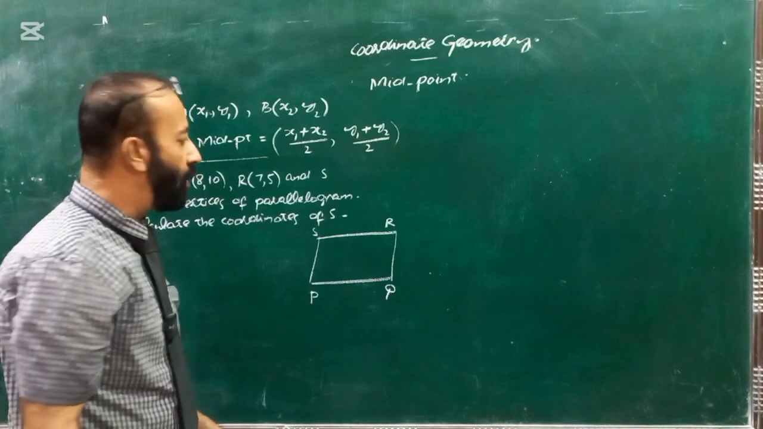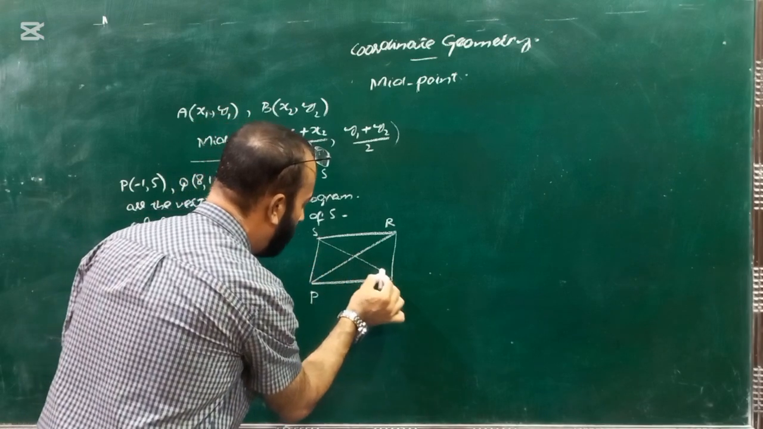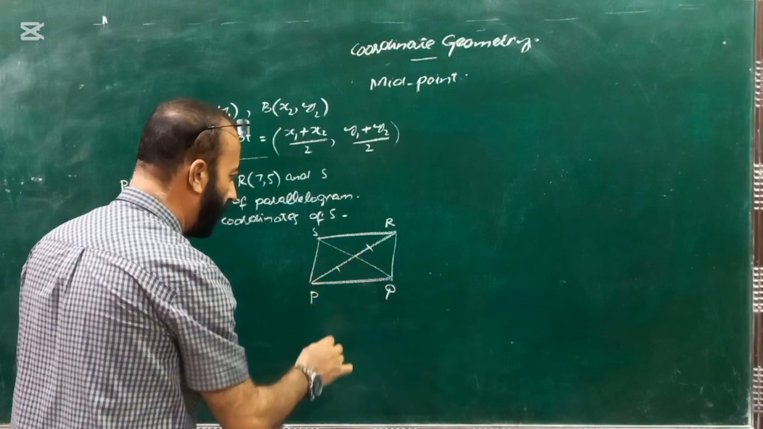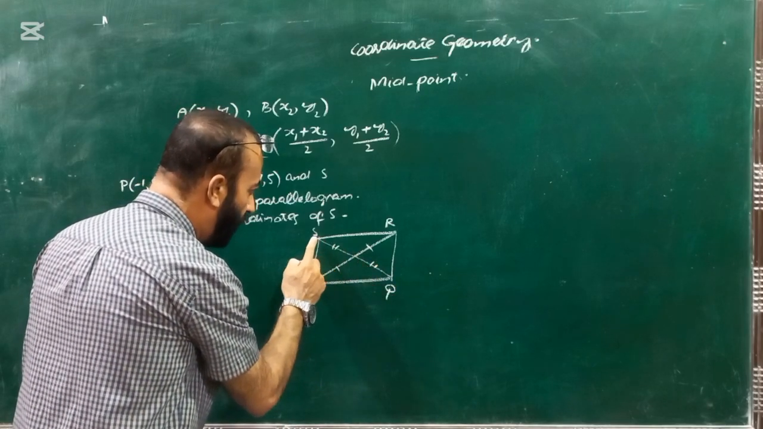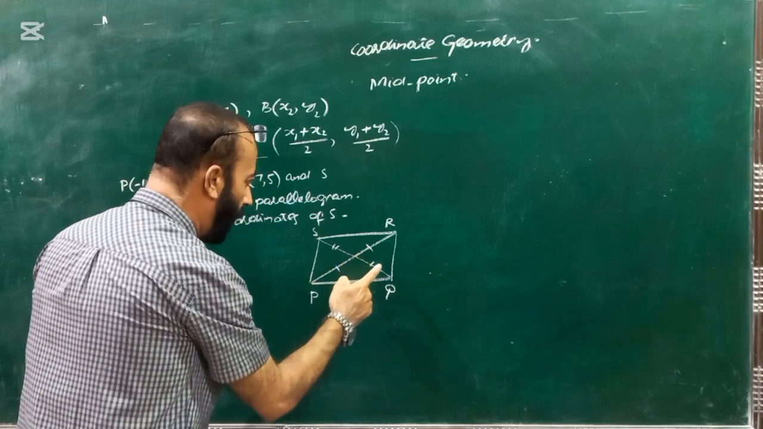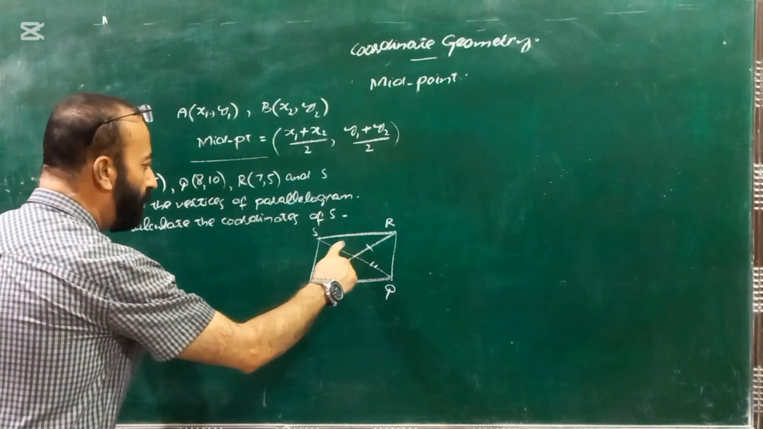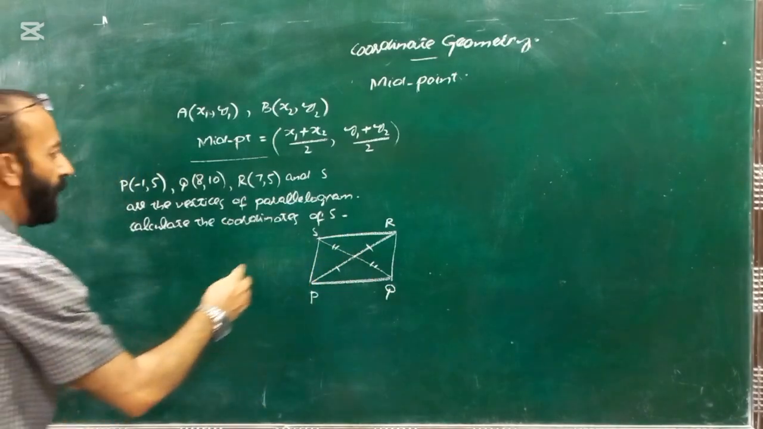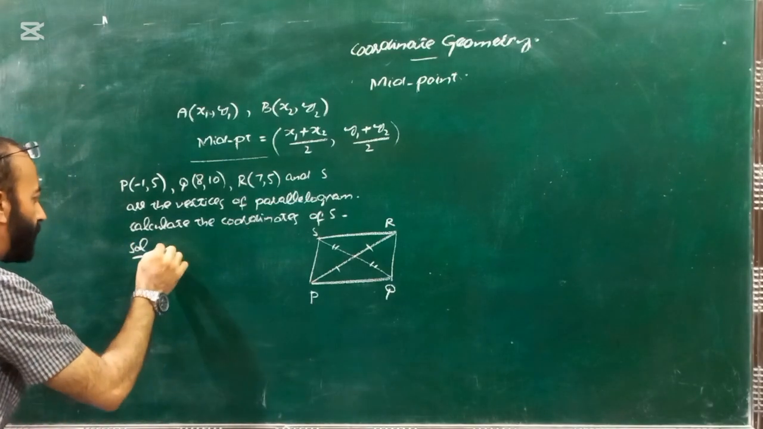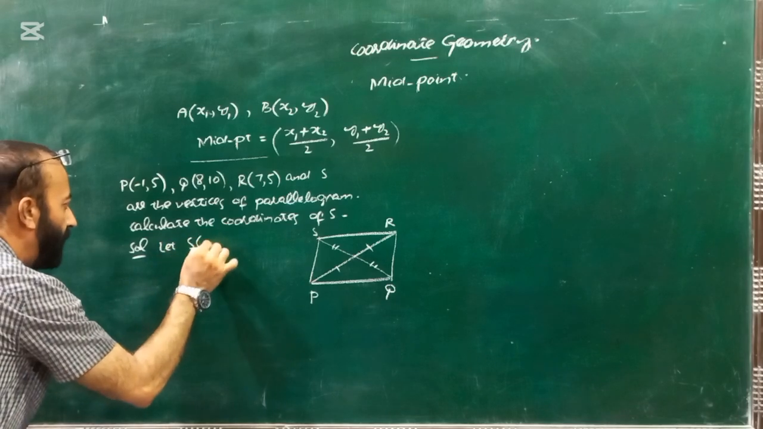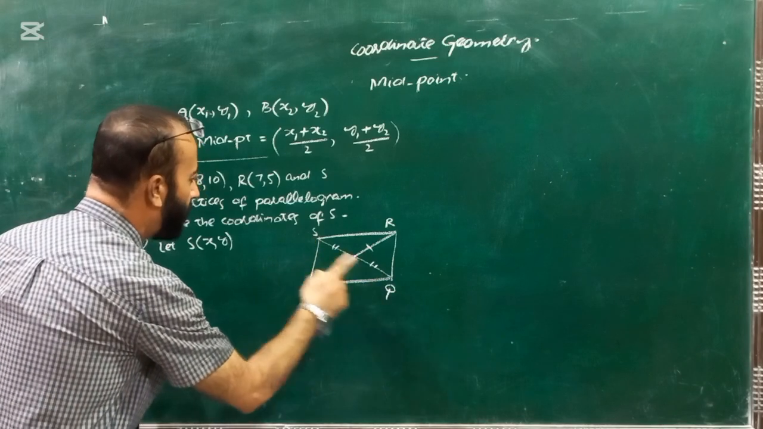There is a property of the parallelogram that whenever we draw the diagonals, they will cut each other, they will bisect each other. So the midpoint is the same. If we find the midpoint of SQ and the midpoint of PR, the midpoint will be the same. So now, first we are going to find the midpoint of SQ, and let the coordinates of S be (x, y).